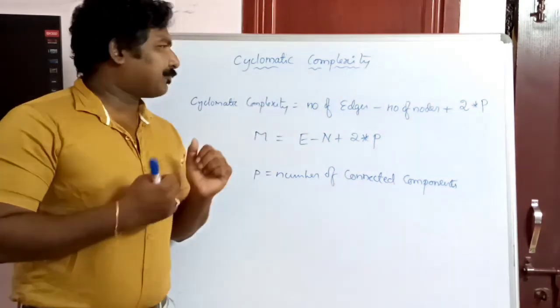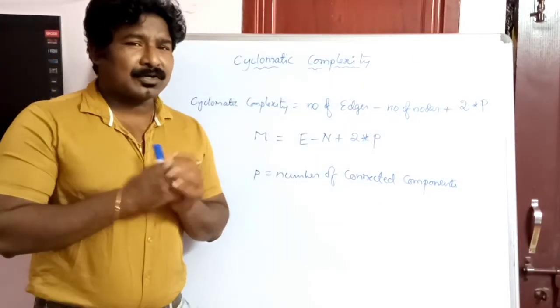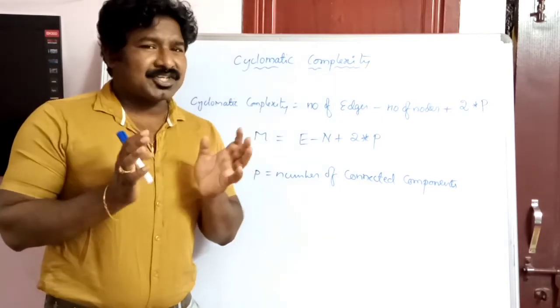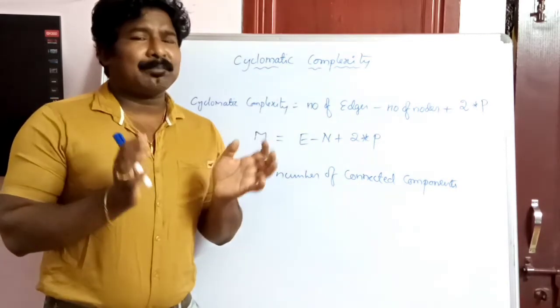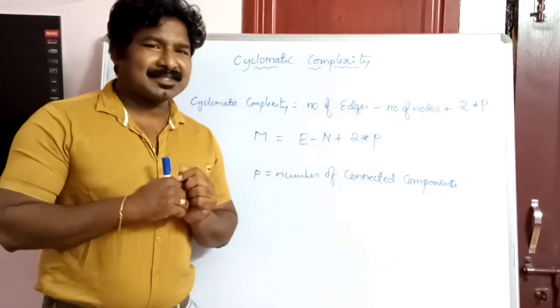So why do you need to find out the cyclomatic complexity? This will define how complex your code is. If your code contains a number of decisions, that means test conditions, the complexity of the code will increase. I'll show you an example of this.